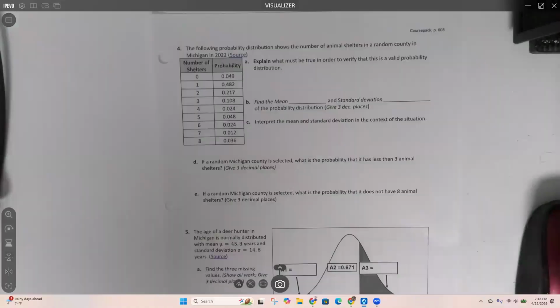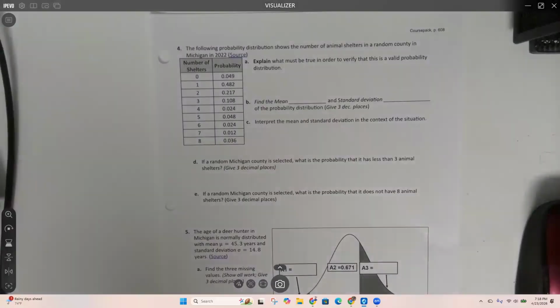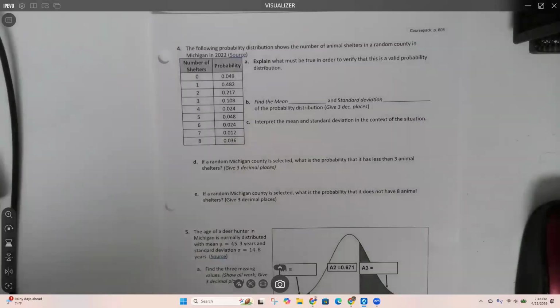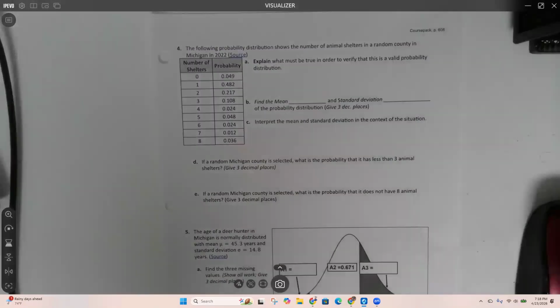Page 608, number 4. The following probability distribution shows the number of animal shelters in random counties in Michigan, 2022. Explain what must be true in order to verify that this is a valid probability distribution.